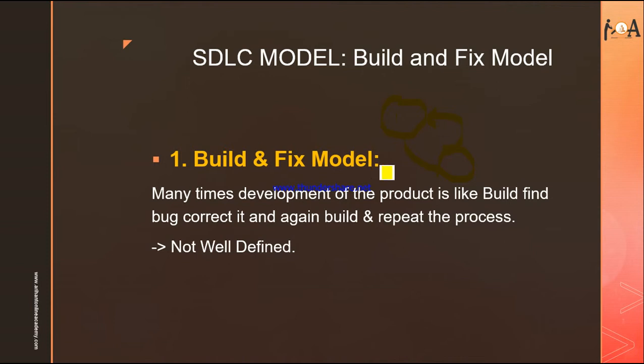In build and fix model, basically specifications or the requirements here are not maintained. It is not a well defined model, but it is working randomly, that you are just coding, you are just programming, you are just designing, and you are fixing the bugs at the same time. Again you are repeating the same process until your product is on the implementation part. So this type of approach is called the build and fix model. Definition wise, the development of the product is like build, find bug, correct it, and again build it and repeat the process. It is not well defined, so it is the very simplest type of model.